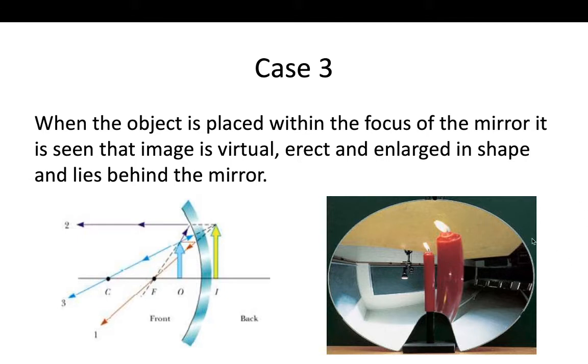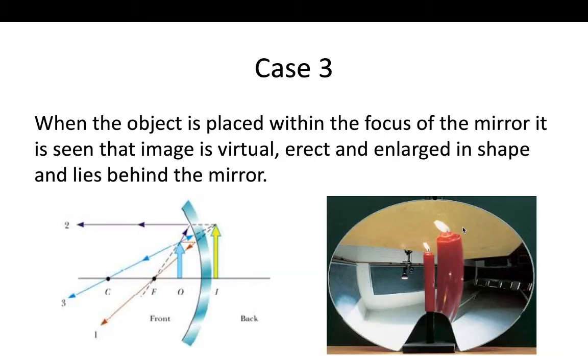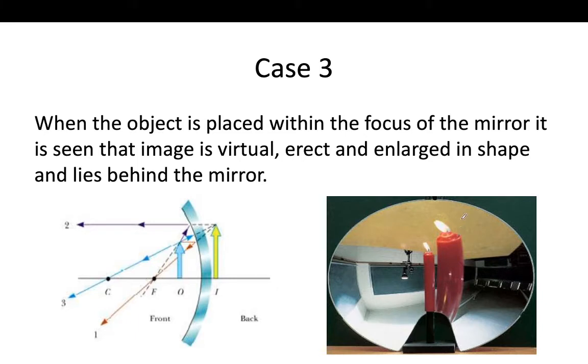So, if you see the image of such type, this means that the object is placed within the focus of the mirror. The object is placed here within the focus of the mirror. That's why the image is virtual, erect and enlarged in size.